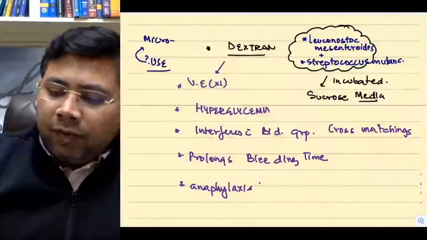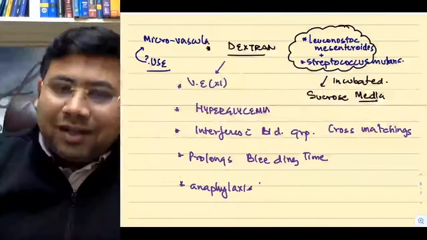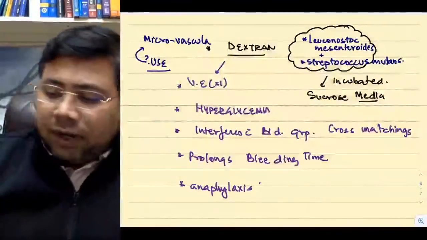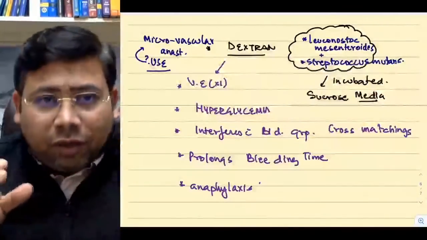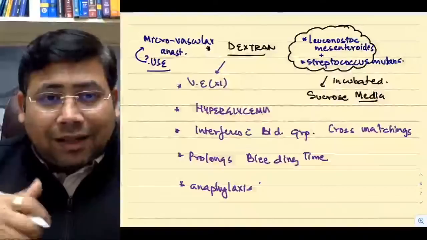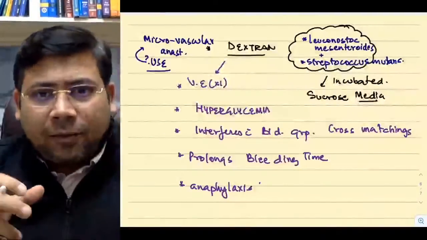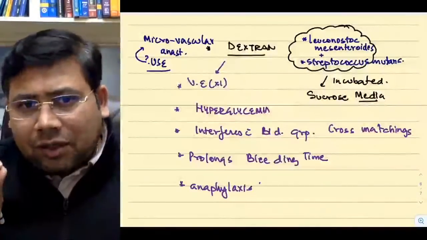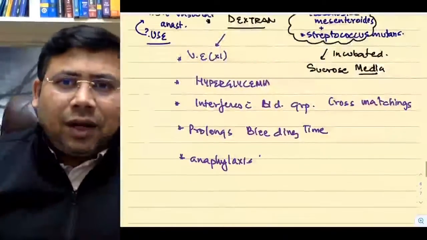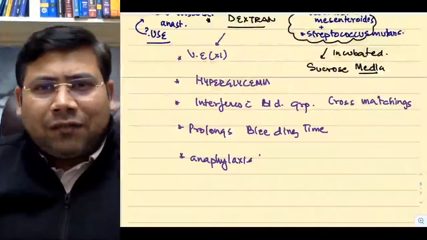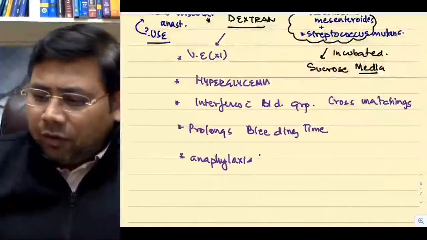So whenever you do microvascular anastomosis, especially the coronary bypasses, we don't want these coronary veins to get blocked, and hence you perfuse them with what? Dextran, so that microvascular thrombosis will not occur. Is that clear or no? So there we use dextran. It's available in 30,000 kilodalton form and 70,000 kilodalton form also.